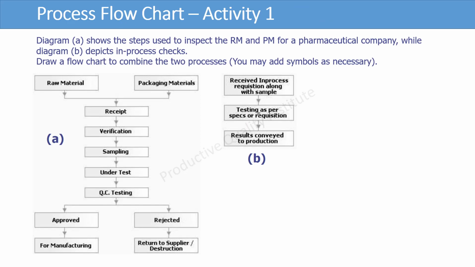Please perform the following first activity for process flow chart and send your output by email for assessment. Diagram A shows the steps used to inspect the RM and PM for a pharmaceutical company, while diagram B depicts in-process checks. Draw a flow chart to combine the two processes. You may add symbols as necessary.